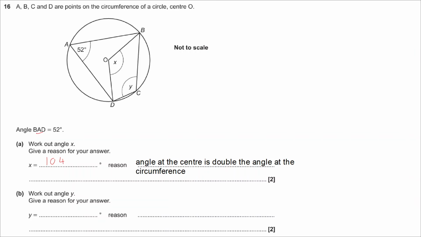And then part B, work out the angle y. So what I'm seeing here is you've got 52 here and you've got y here. If I go and highlight this, you've got this over here, okay, which is a cyclic quadrilateral. And we know that opposite angles in a cyclic quadrilateral, they add up to 180. So it's going to be 180, take away 52, which is going to give you 128. So 128 degrees. So angle y is 128.